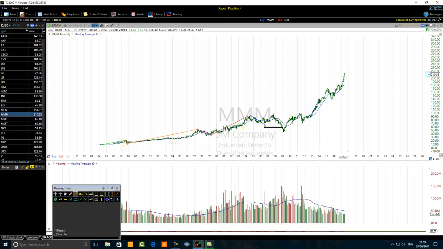The first part of the correction is an expanded flat correction here, a double retracement, followed by the C part of the flat correction that went down big time. From 2007 to 2009, we have the C part of the flat correction.